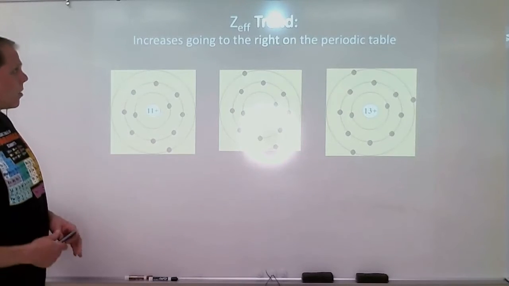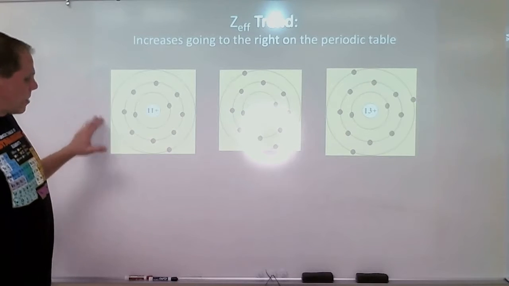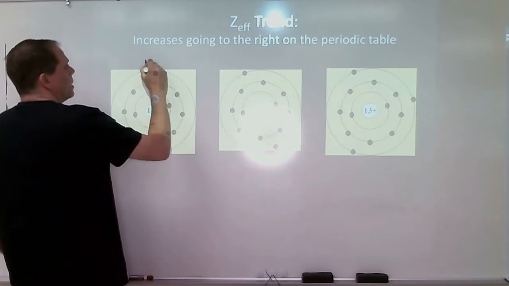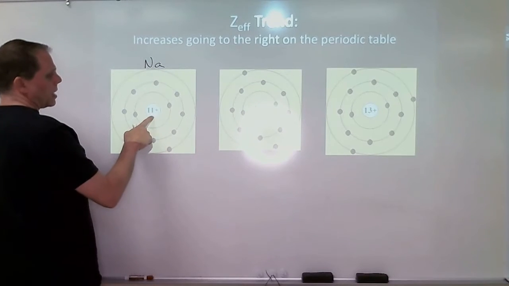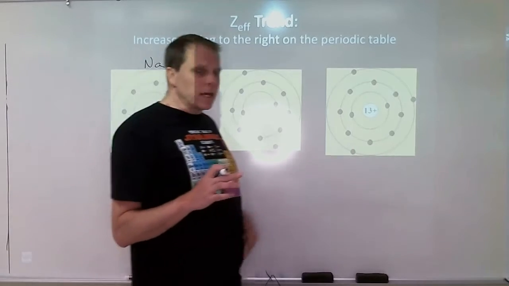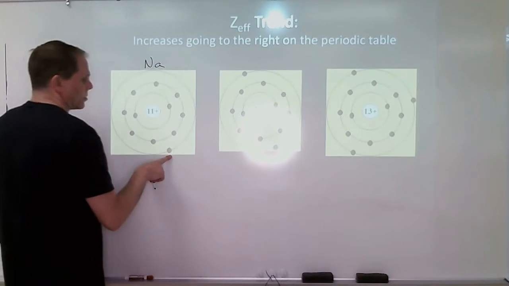Okay, next slides. As I go across the periodic table to the right, here I've got sodium. Notice how I've got 11 positives. Now let's look at my shielding electrons. How many electrons are in between the nucleus and the outermost electrons, the valence electrons?